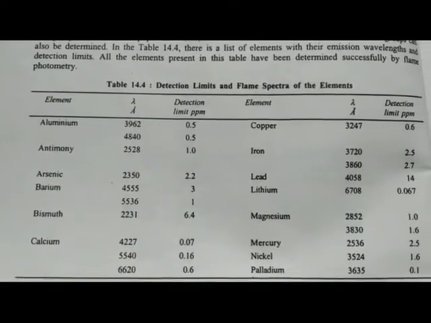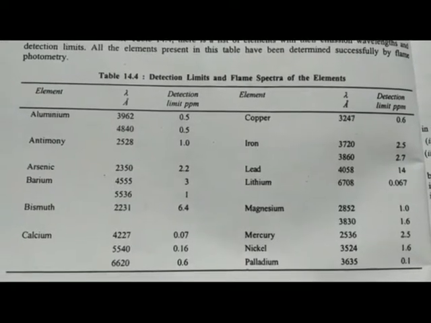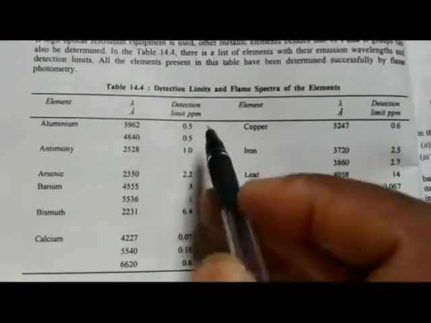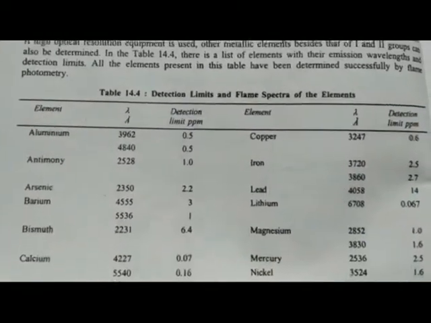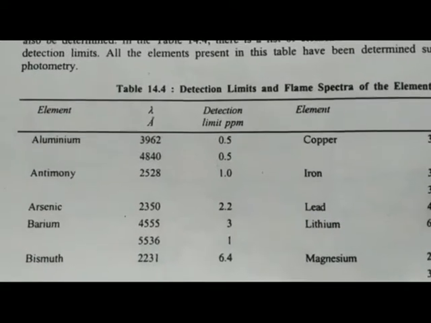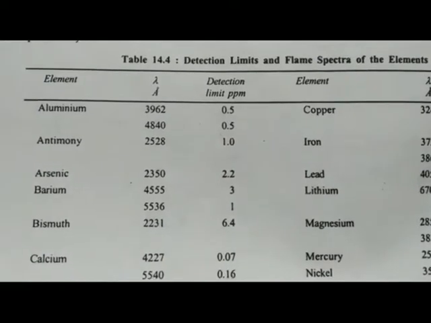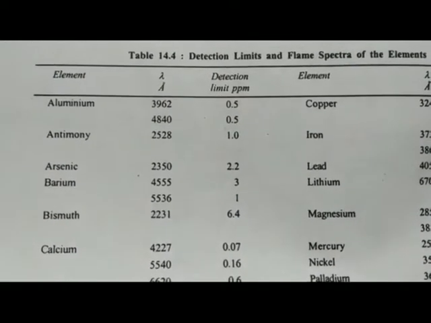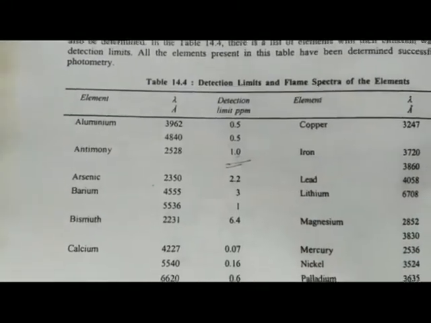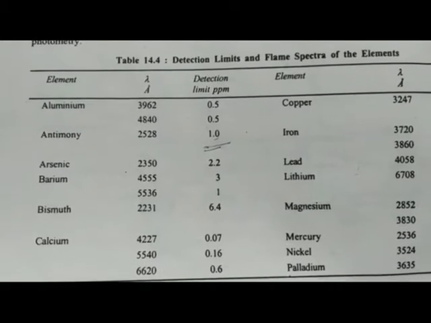Here we give some detection limits. For detection of aluminium, we use the wavelength 3962 and the detection limit is 0.5 ppm. Up to 0.5 ppm level, we detect aluminium in solutions. For antimony, the detection limit is 1 ppm. Up to 1 ppm we can detect antimony by using the flame photometry instrument.